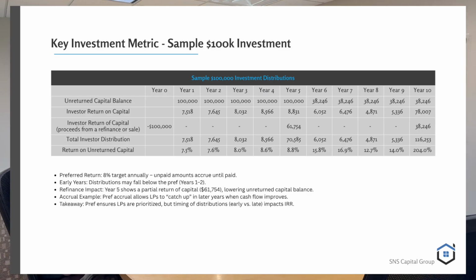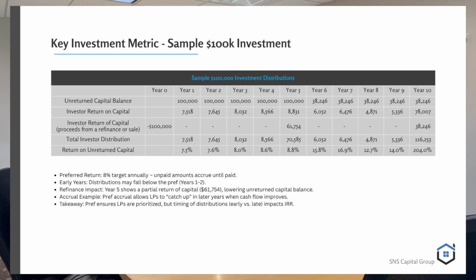So this chart on the screen here just shows someone that invested in $100,000, and I'm focused on year 1. So you can see in year 0 you got negative. That's your contribution. And then in year 1 you still have in the deal $100,000. The investor return on capital through operational cash flow and distributions was $7,500, which results in a 7.5% return on capital, right? So a cash on cash return. And you might be saying, well, that's not 8%. And that's exactly right. We did not meet the Pref.